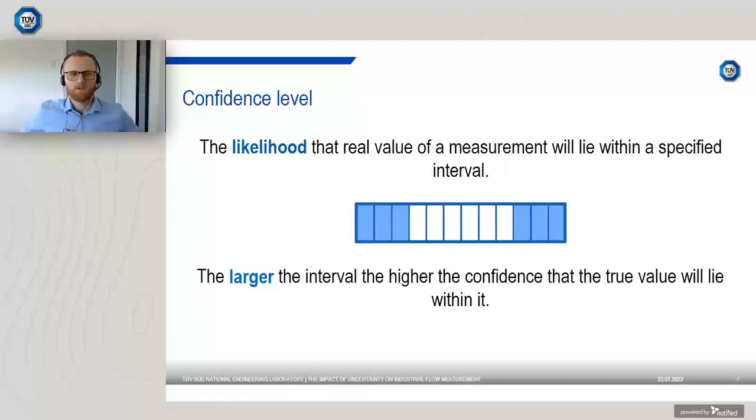So the confidence level, this is important. This is the likelihood that a real value of a measurement will lie within a specified interval. So the larger the interval, the higher the confidence that the true value will lie within it. And this makes sense. If you expand either side of the indicated value, you're increasing the chances that the true value will lie within there.